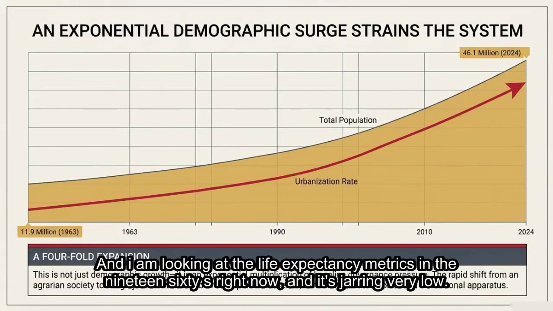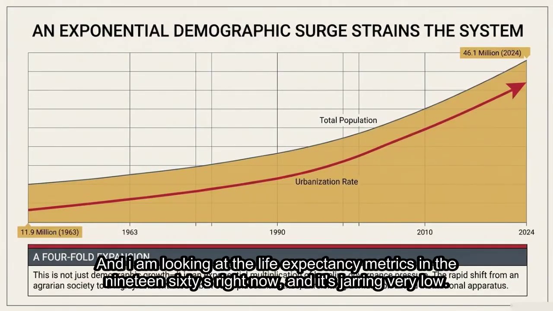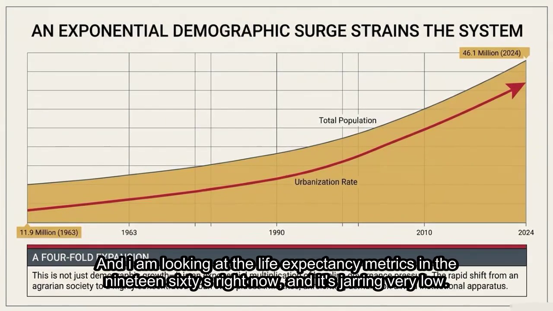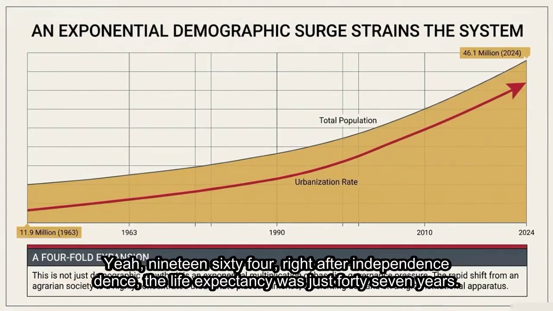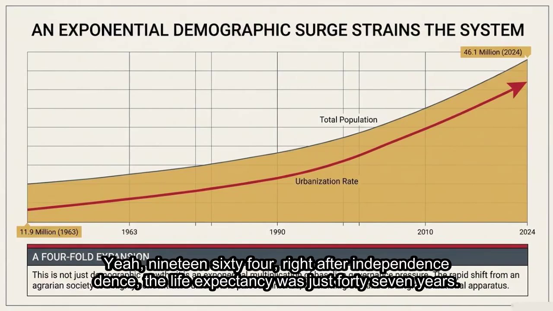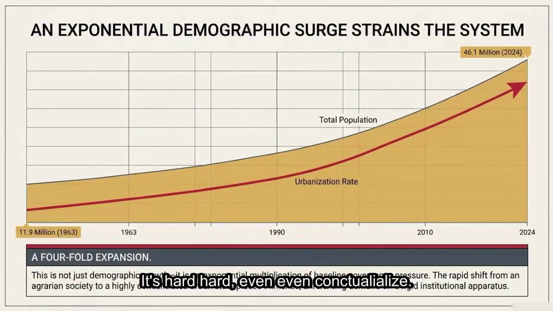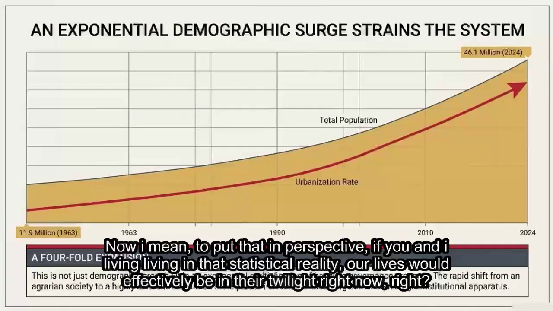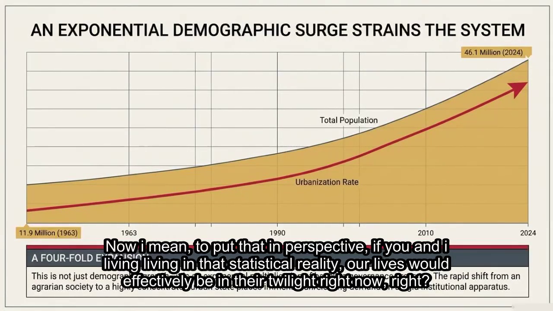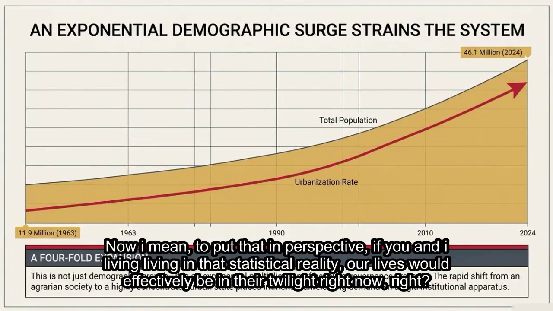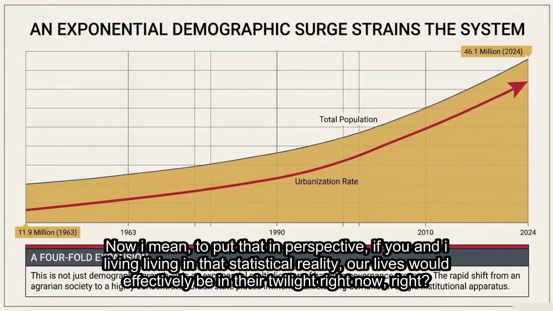Yeah. And I am looking at the life expectancy metrics in the 1960s right now, and it's jarring. Very low. Yeah, in 1964, right after independence, the average life expectancy was just 47 years. 47. It's hard to even conceptualize now. I mean, to put that in perspective, if you and I were living in that statistical reality, our lives would effectively be in their twilight right now. Right.